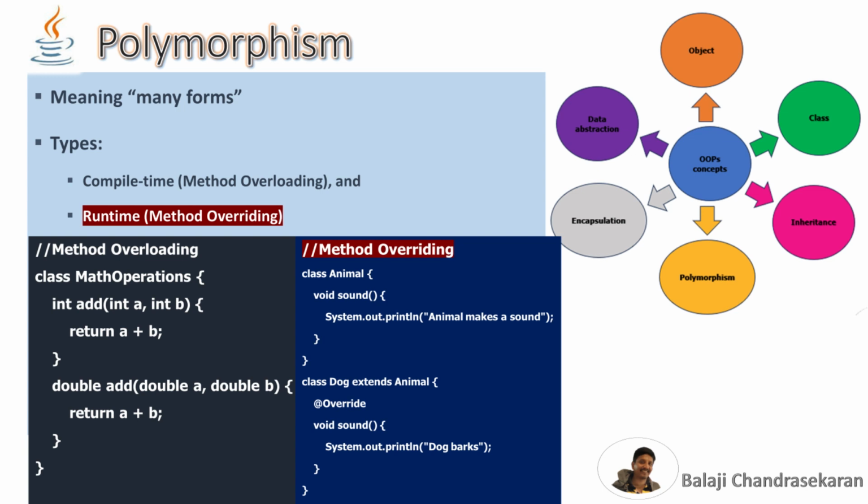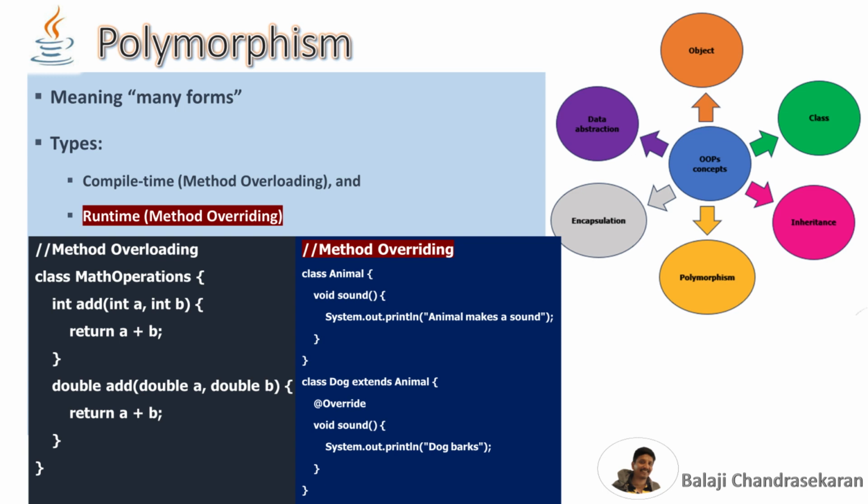When a method is called on an object, the JVM determines which method implementation to execute based on the actual object's class, not the reference type. This demonstrates how method overriding supports polymorphism, allowing the same method call to produce different results based on the actual object type at runtime.